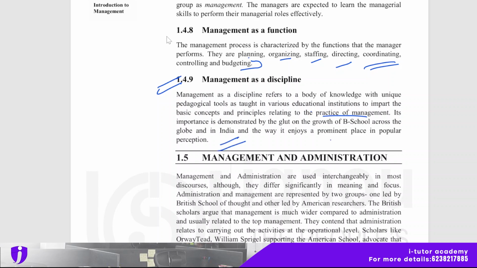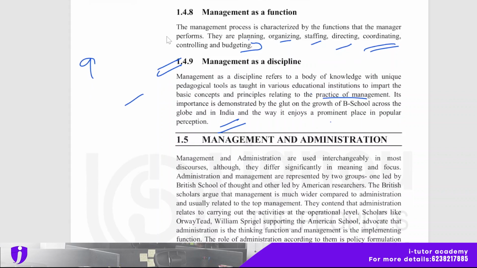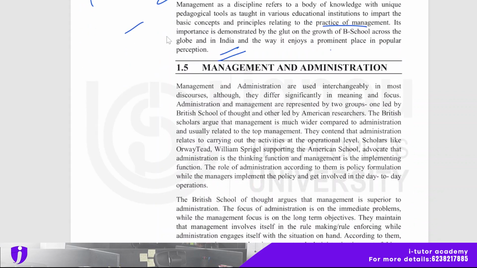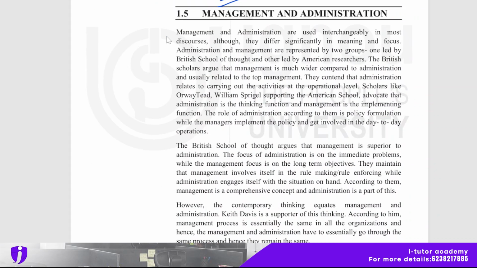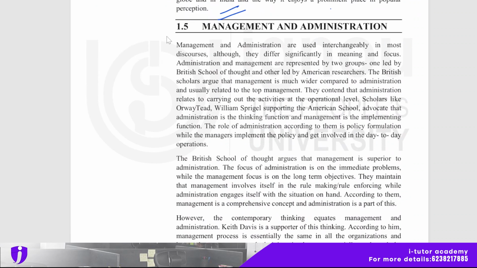Okay, these are 9 points of characteristics of management. And in the next point we will discuss management and administration. Management and administration are different parts of an organization. They are used interchangeably in most discourses, although they differ significantly in meaning and focus.